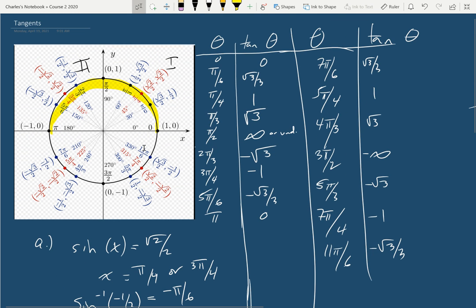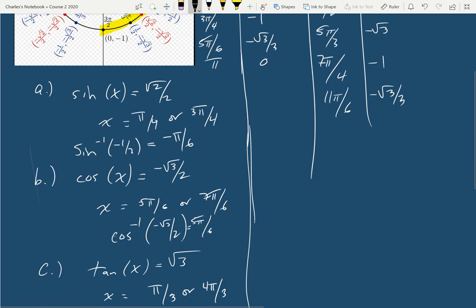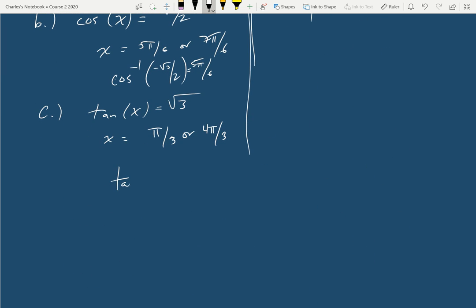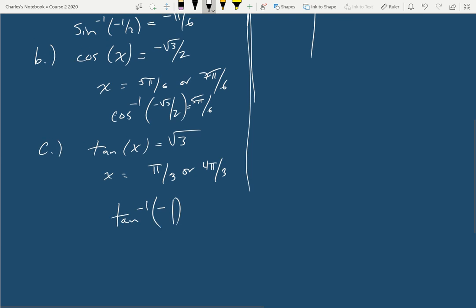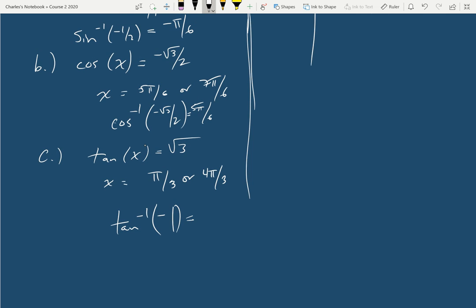So if you think of where tan inverse is defined, the same place as sine inverse is defined. You get all the tangent values if you go in quadrants 1 and 4. So if I say, what's tan inverse of negative 1, it's going to be tangent of 7 pi over 4 is negative 1. So tangent inverse of negative 1 is 7 pi over 4, except instead of 7 pi over 4, it's going to be negative pi over 4.